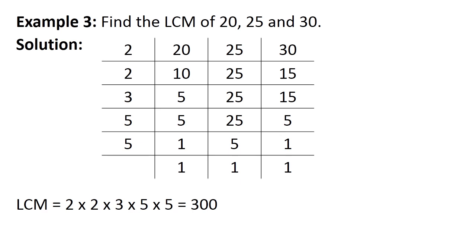Now with 5. 5 1s are 5. Now 25: 5 5s are 25, and 5 1s are 5. Now again with 5, 1 as it is you will write. Now 5 is there, so 5 1s are 5, and 1 as it is you will write down. So LCM is equal to 2 multiplied by 2 multiplied by 3 multiplied by 5 multiplied by 5, that is 300.